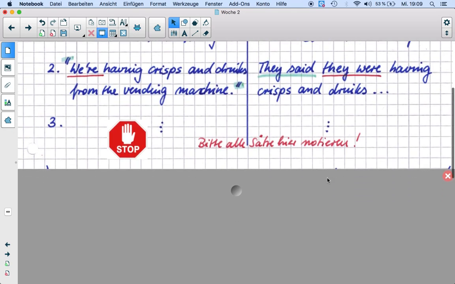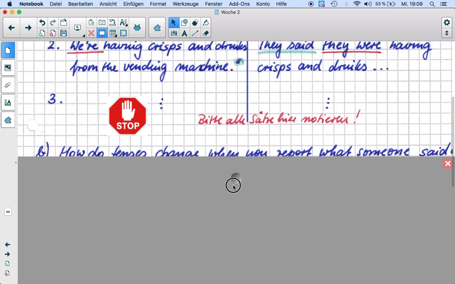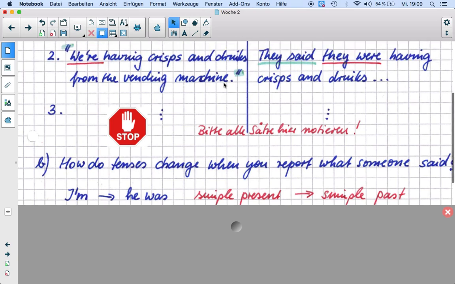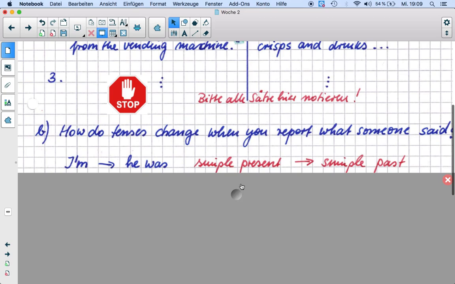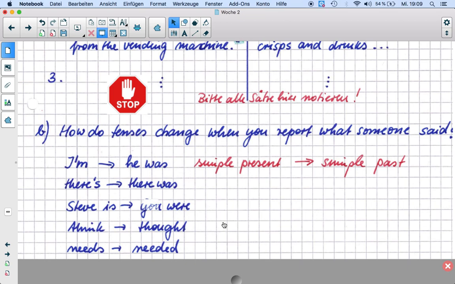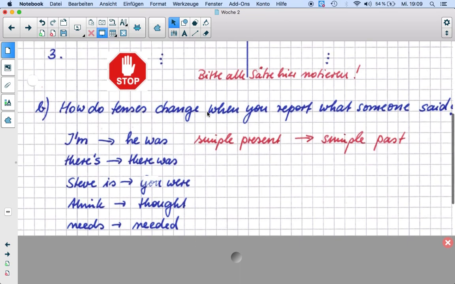So then we go on with B, and B wants you to find out what changes. When we look at this example here again, what changes, what tense changes when we turn a direct speech sentence into an indirect speech sentence. So you are asked to find out examples also from the sentences in the text. So how do tenses change when you report what someone said?